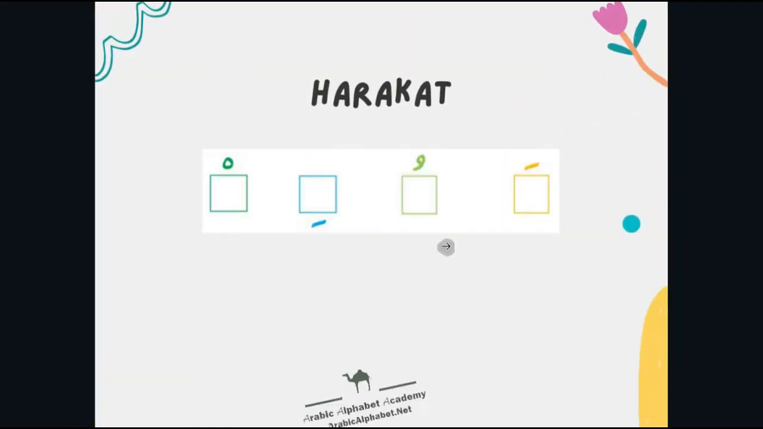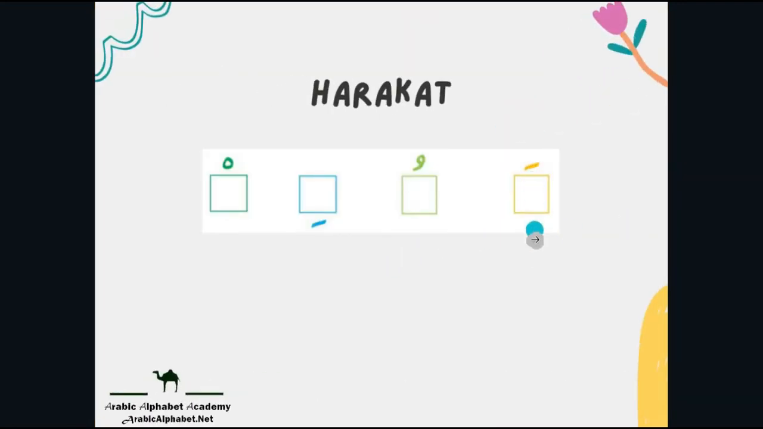Let's first of all revise the harakat. We have Fatha, Damma, Kasra and sukoun. And as we see here, the Kasra is the only haraka that goes under the letter. All the three other harakat are above the letter.